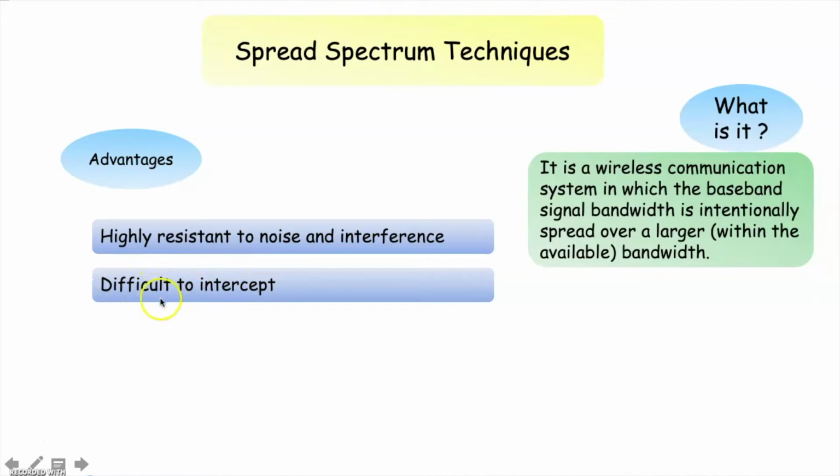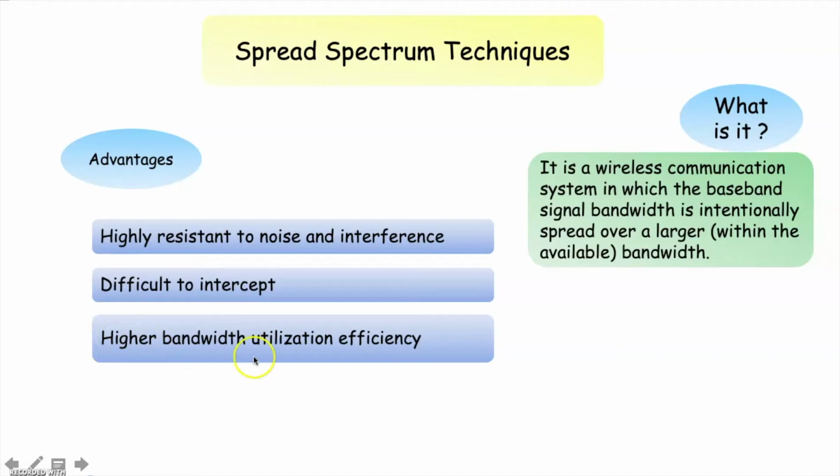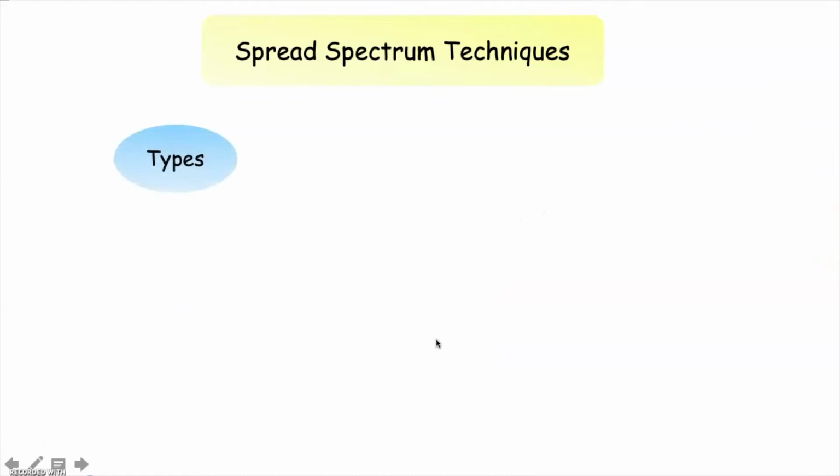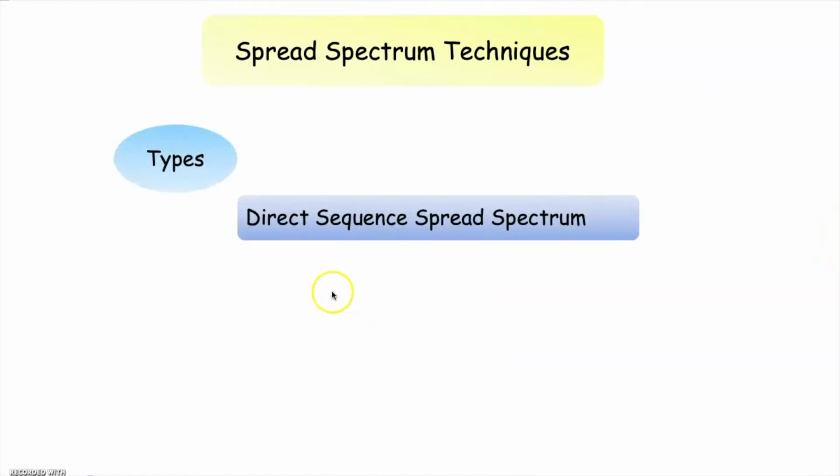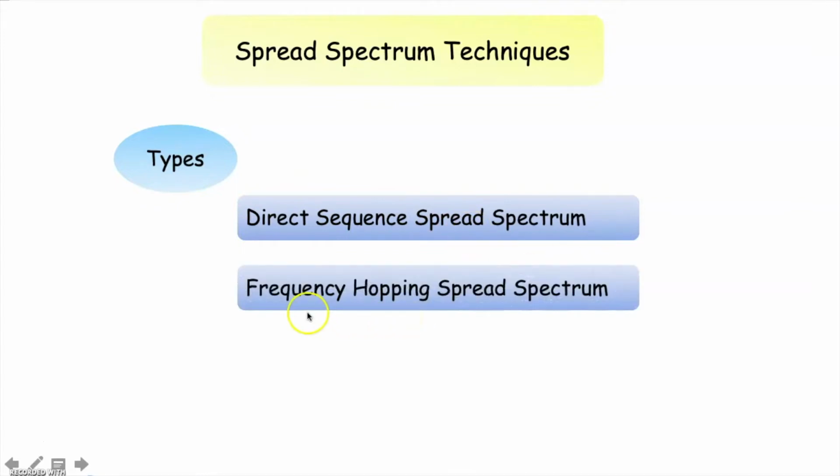They are difficult to intercept by unauthentic users. A higher bandwidth utilization efficiency is achieved in the spread spectrum method. Different types of spread spectrum techniques are there. However, widely used spread spectrum techniques are direct sequence spread spectrum and frequency hopping spread spectrum.